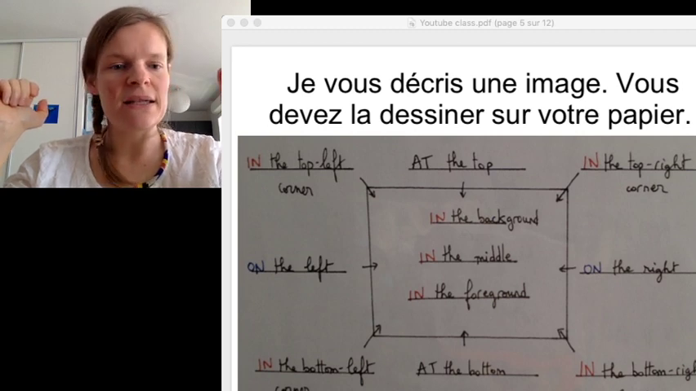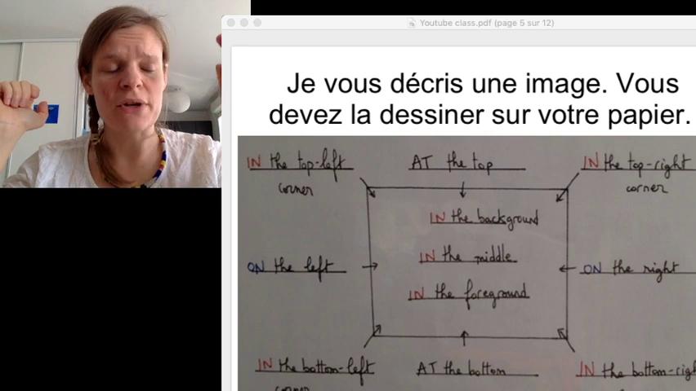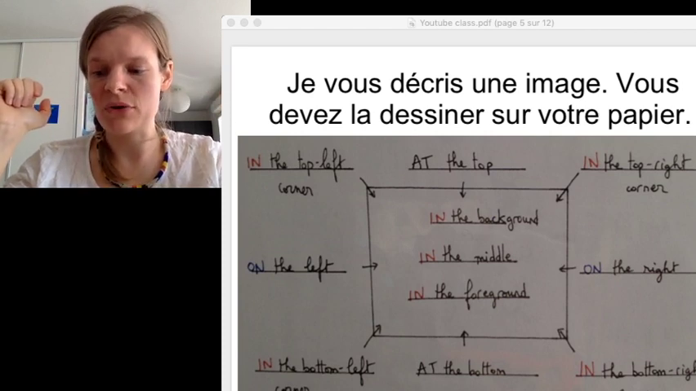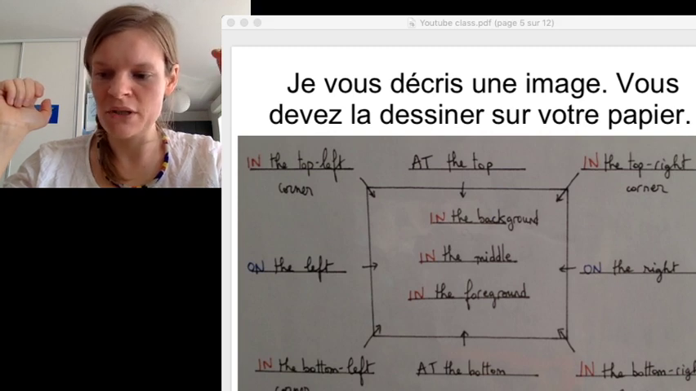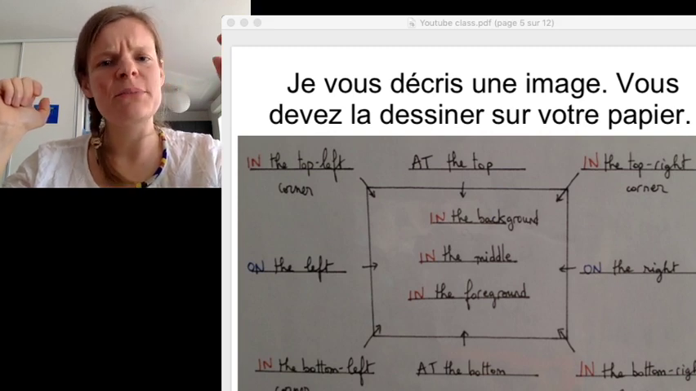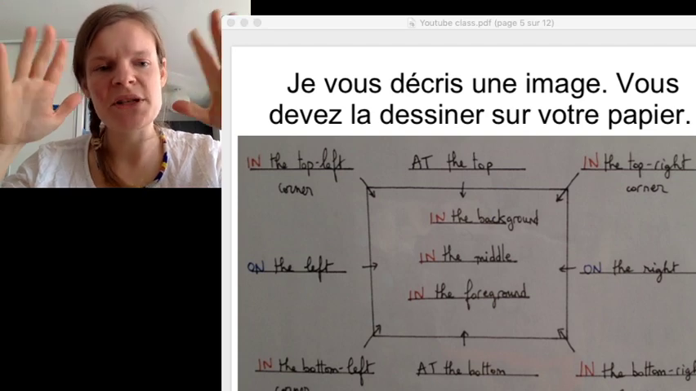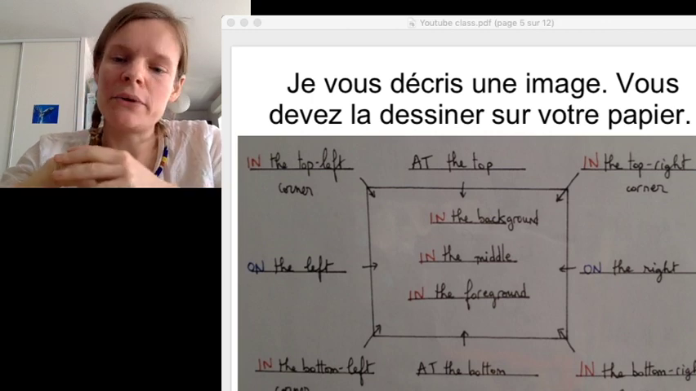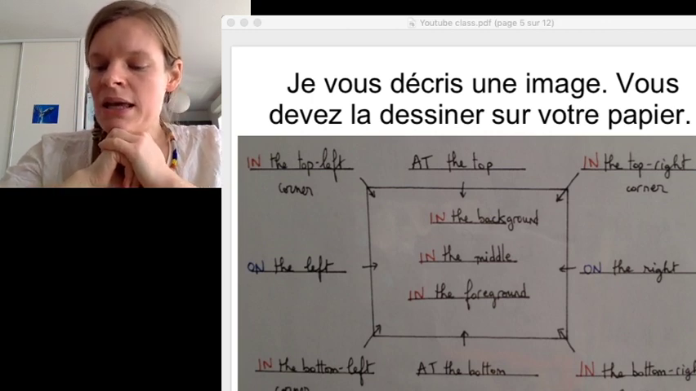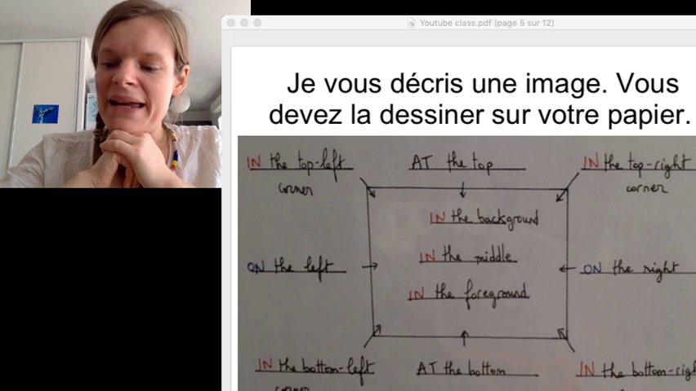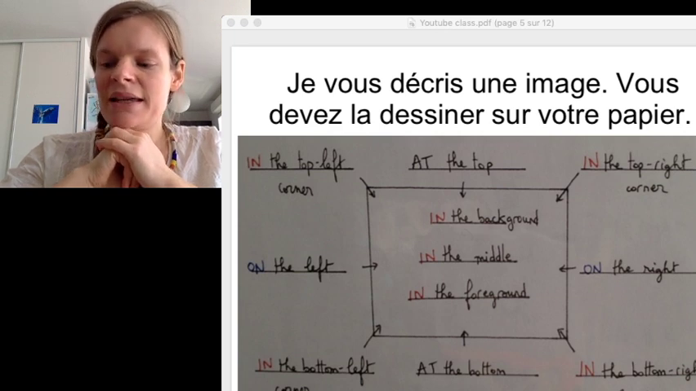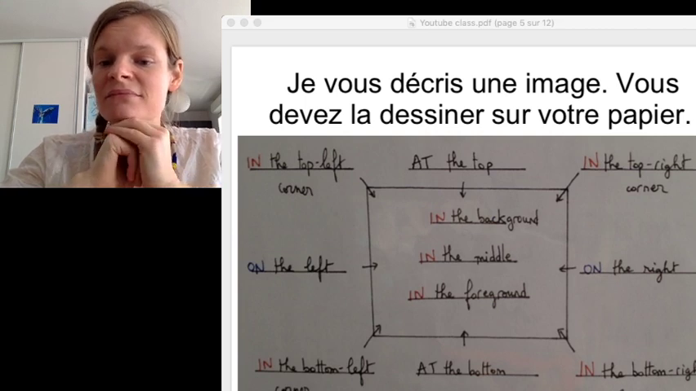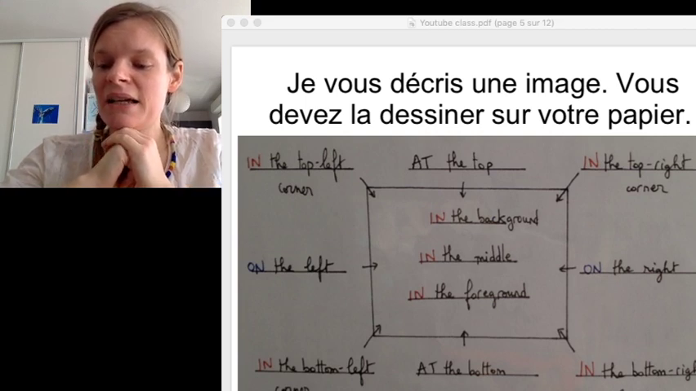The last man is in the bottom left corner. He's a little bit younger, but not very young. Maybe like a young adult. He has black hair. He's smiling.